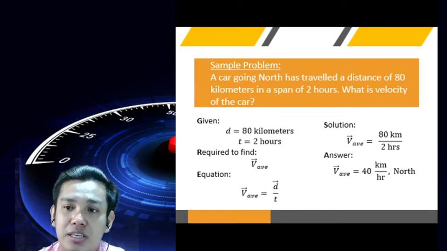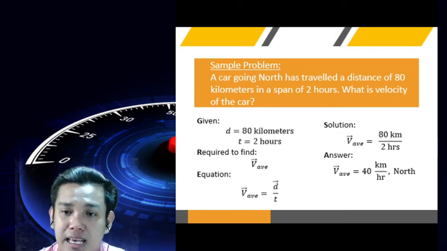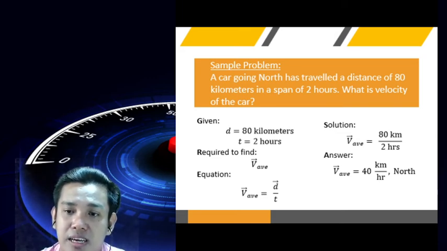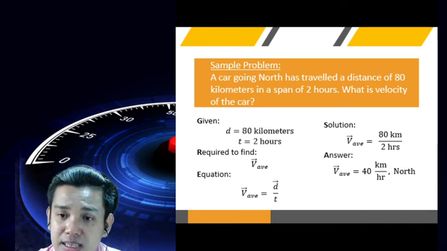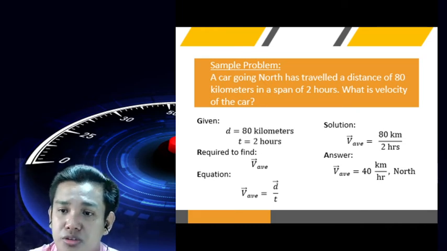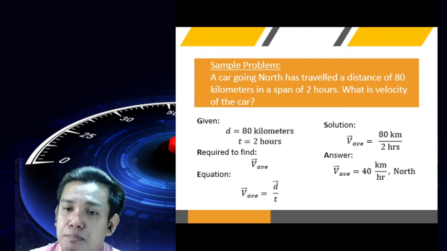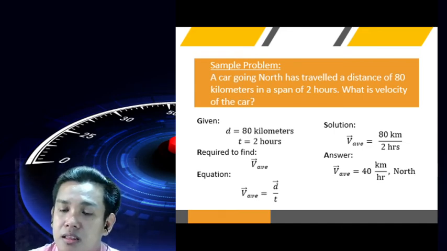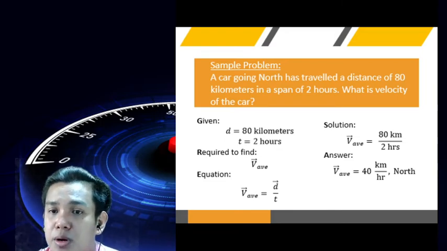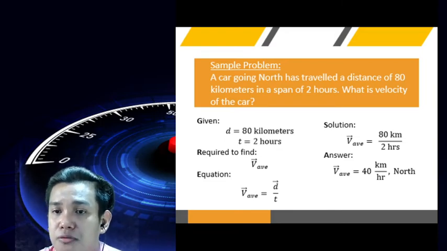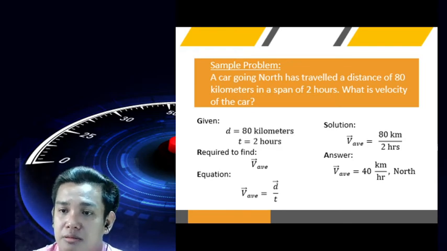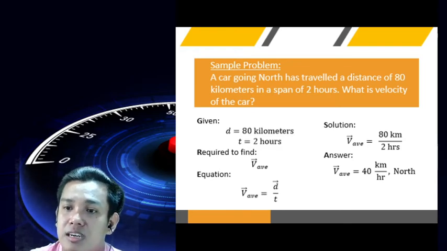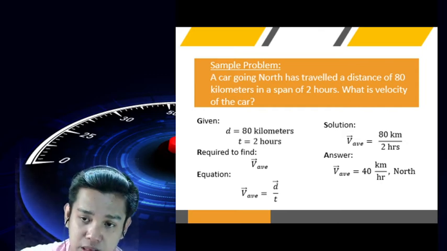So the equation is like this. V with the arrowhead average is equal to the arrowhead distance of displacement over the time. Solution: let us put the quantity, which for the distance is 80 kilometers and for the time is 2 hours. So the answer is 40 kilometers per hour to the north.